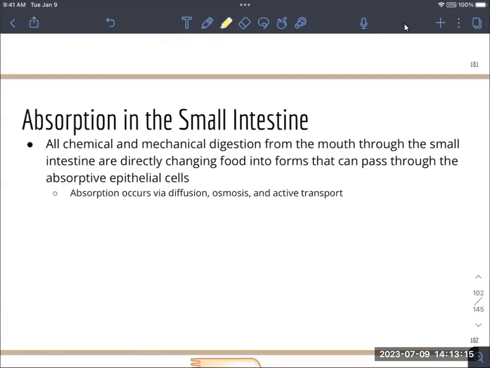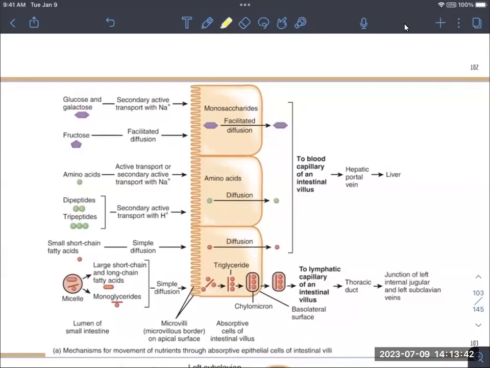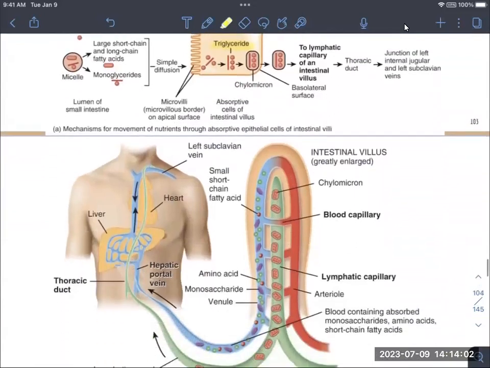So we absorb through our small intestine through a variety of ways. Things can just diffuse right across that membrane. Osmosis, so water, the movement of water. That's how we take water out of that small intestine. We also use active transport to help get some of these different nutrients across the membrane. So it just depends. Some things can diffuse right across, like amino acids, facilitated diffusion for some of those monosaccharides, short chain fatty acids, triglycerides, they can diffuse.